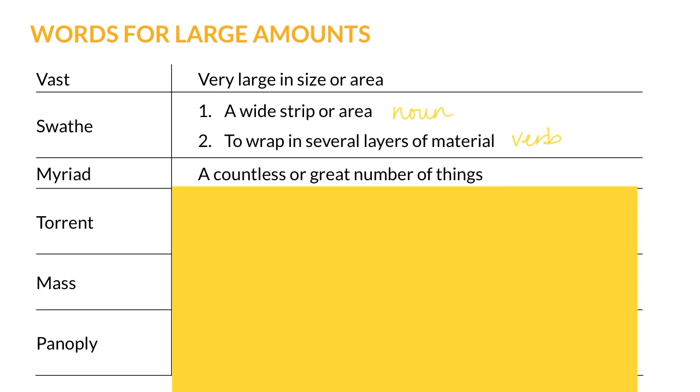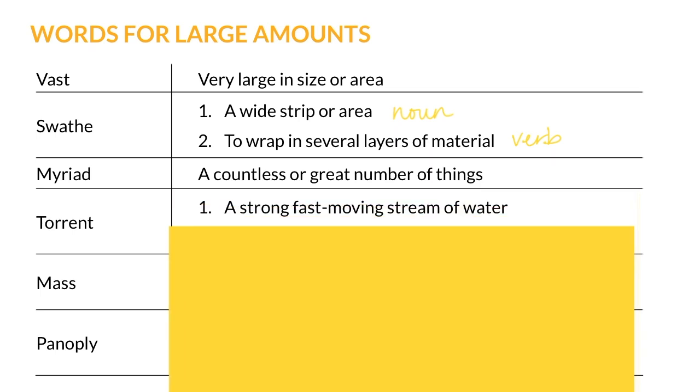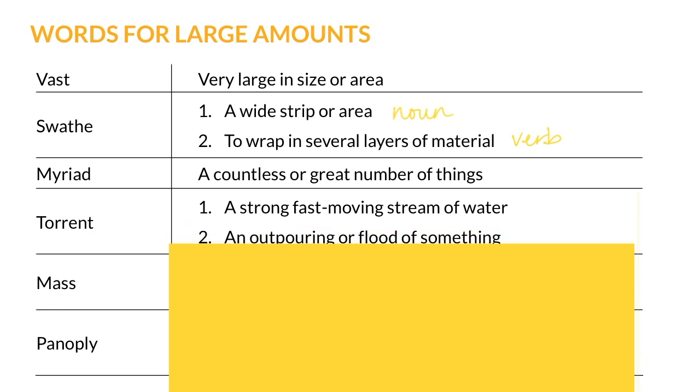So the definitions for torrent. You can have a strong, fast-moving stream of water. So when we're actually using it with literal water, like in a stream, a strong, fast-moving stream of water. And the second one is an outpouring or flood of something. So often we use it for an outpouring of words. So that's torrent: a strong, fast-moving stream of water, or an outpouring or flood of something.